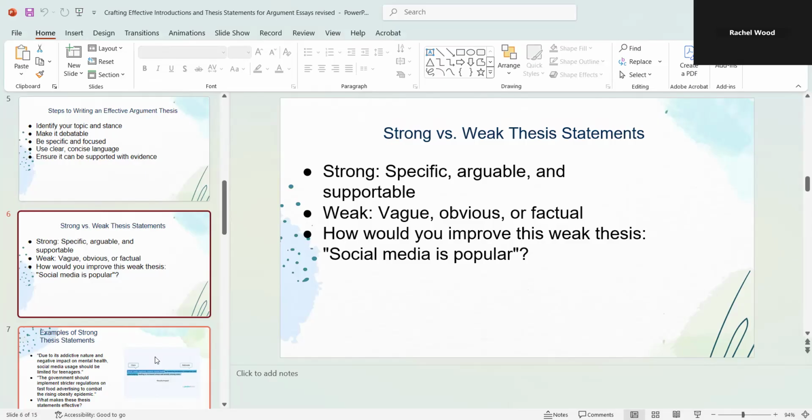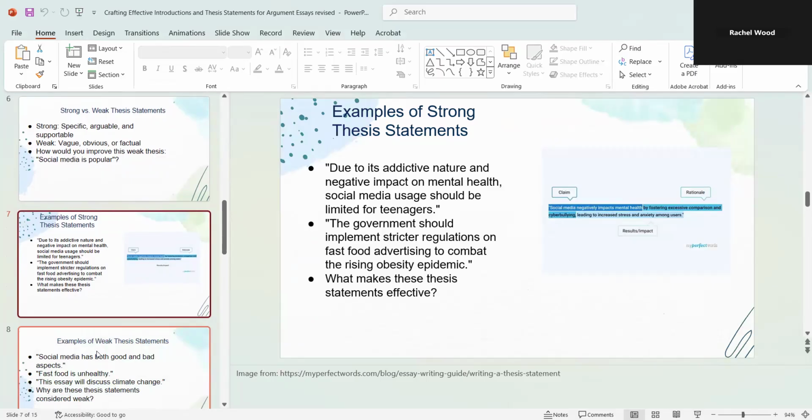It does not give me whether it's debatable. It gives me literally a statement of fact. Social media is popular. So I'm going to show you some examples of some strong thesis statements.